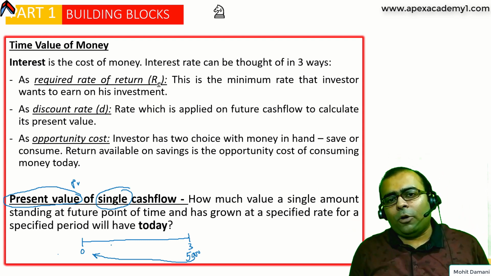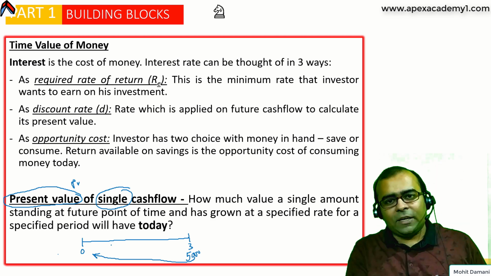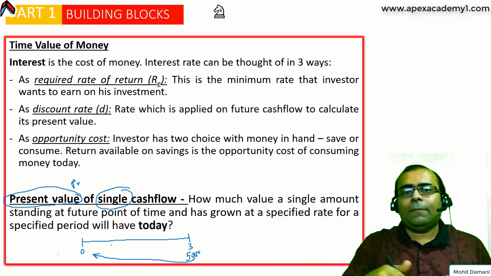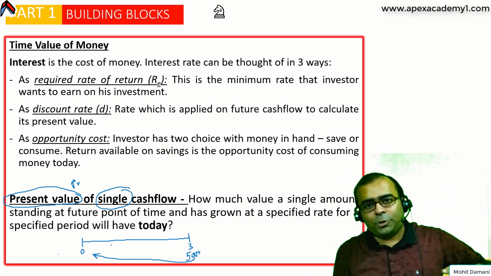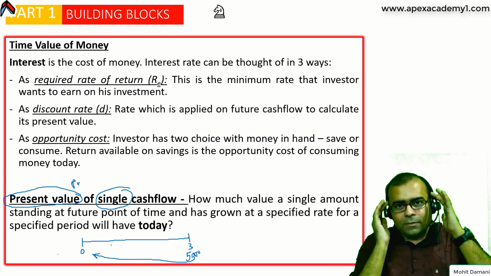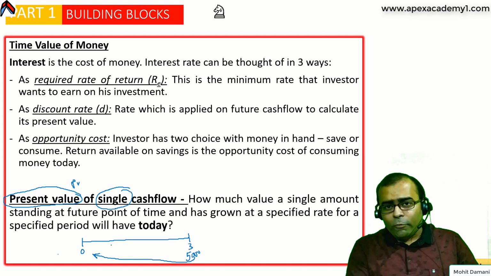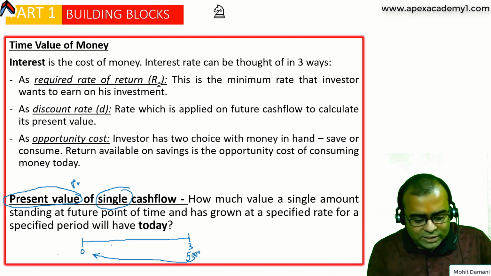If $100 is in your pocket today, then the value of $100 today is 100 only. But if $100 is receivable after 1 year, then the present value of $100, meaning the value that should have been today, would be different. That's what common sense says, right? So that's why we will understand how the present value of a single cash flow is determined, and how it works, with an example.